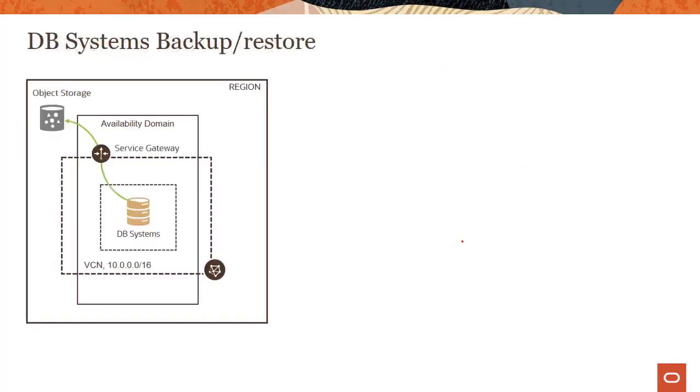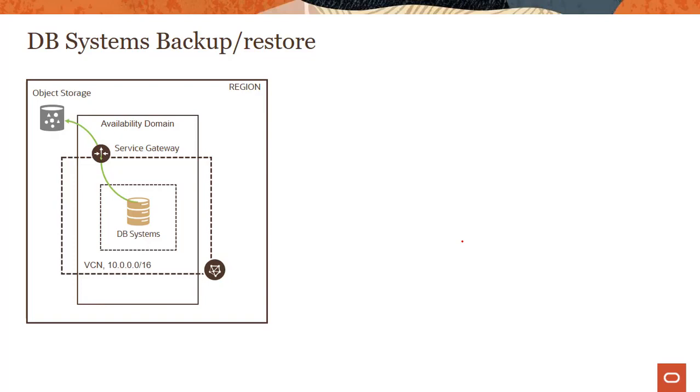Now, the important things to keep in mind when you're talking about databases are things like backup restore, high availability, disaster recovery, and performance. But this is a foundations course, so we are going to skip performance. But let's talk about backup and restore because that's a key design consideration.